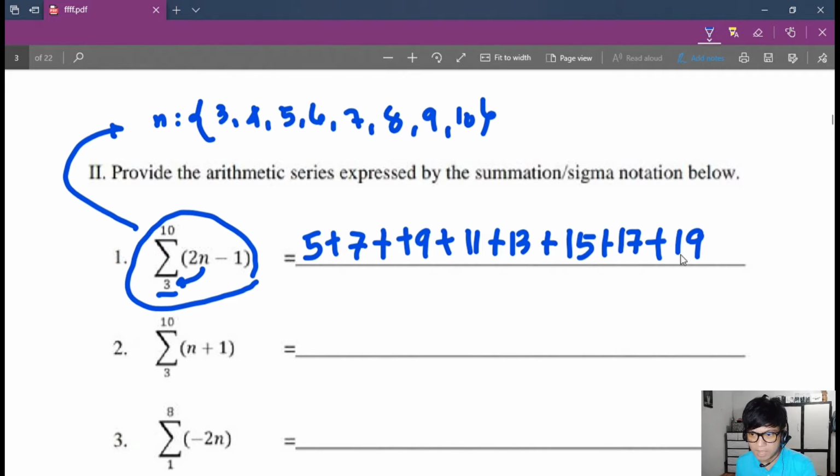So, if you're going to add, you can use your calculator for the total. Pero ang hinihingi lang kasi is yung arithmetic series.